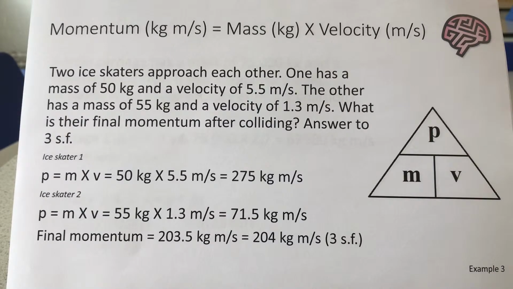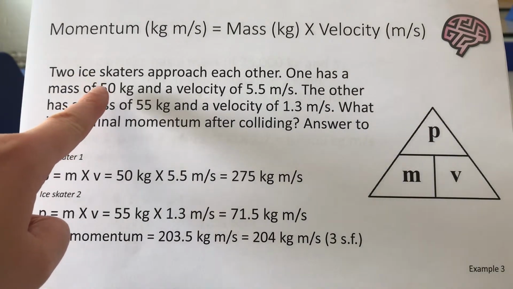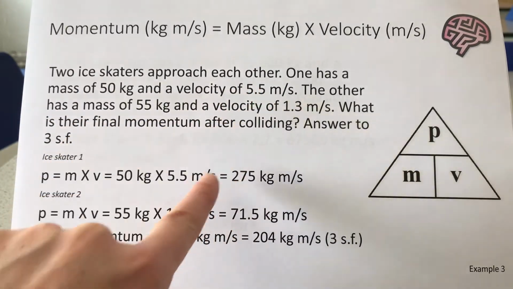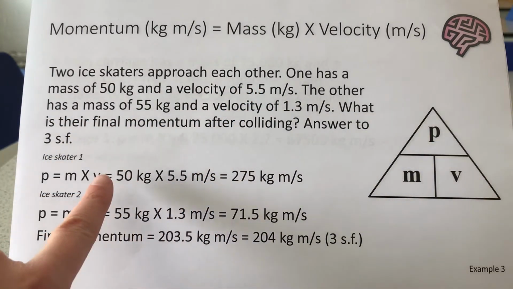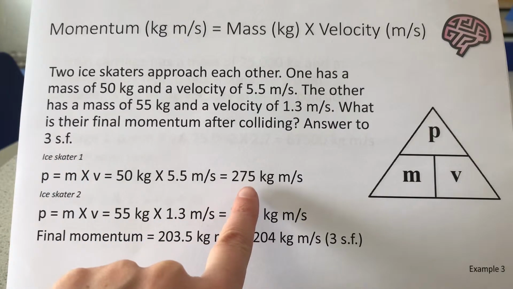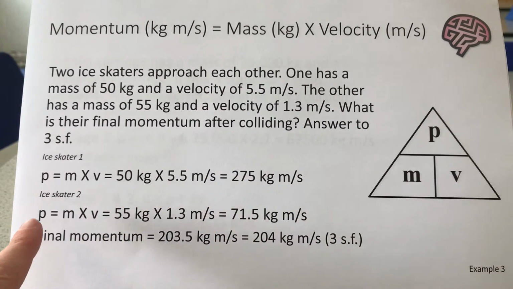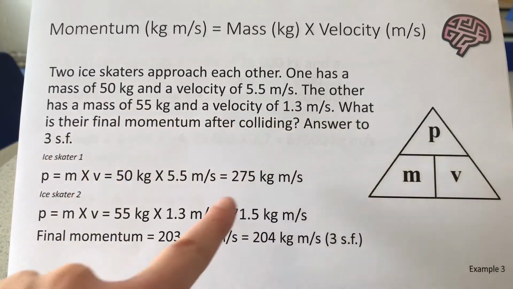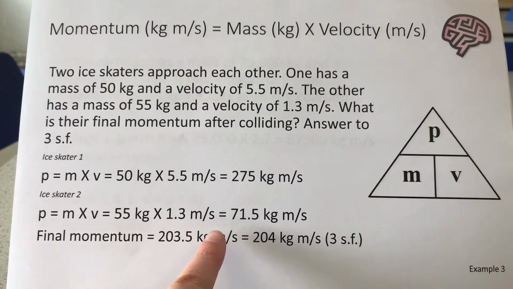Okay, so first of all, both of them we've been given a mass and a velocity. So let's work out the momentum for each ice skater. So momentum is mass times velocity. So I've taken the 50 kilograms of the first person and their 5.5 meters per second, multiplied them together. So the momentum of ice skater 1 is 275 kilograms meters per second. Ice skater 2 had a mass of 55 and a velocity of 1.3. So I've multiplied those together, and the momentum of ice skater 2 is 71.5 kilograms meters per second.